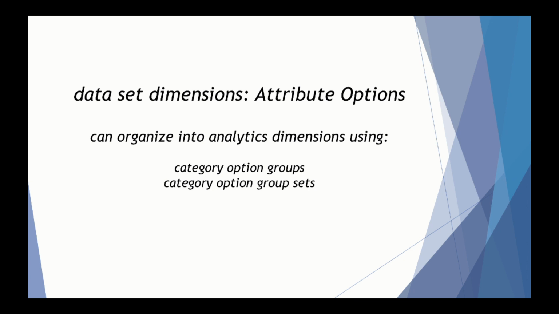How do you see the attribute options in analytics? There are two other things that can be used to organize the attribute options or the dataset dimensions in analytics that have been added. They are category option groups and category option group sets, and we'll see how they work in a moment.